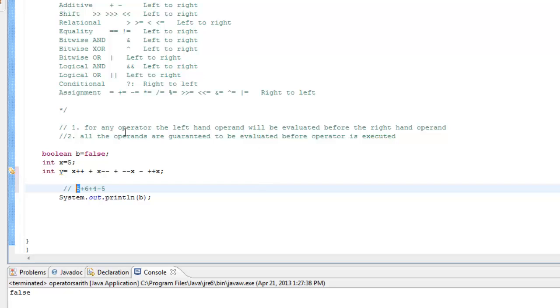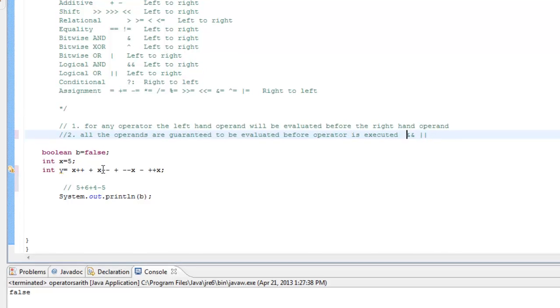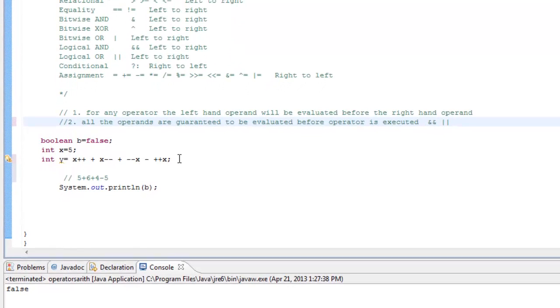Now this is what we mean by all operands are guaranteed to be evaluated before the operator is executed, and the only exception being the logical operators double AND and double OR. So only in this case the second operand is not guaranteed to be evaluated, whereas in all the rest of the conditions they are guaranteed to be evaluated before any plus or minus or any operator is evaluated. So in this case we can see the value of y comes out to be 5 plus 6 is 11, plus 4 is 15, minus 5 is 10. So this comes out to be 10.